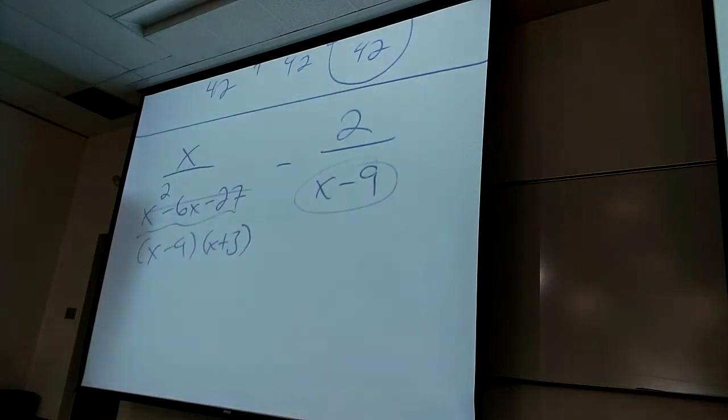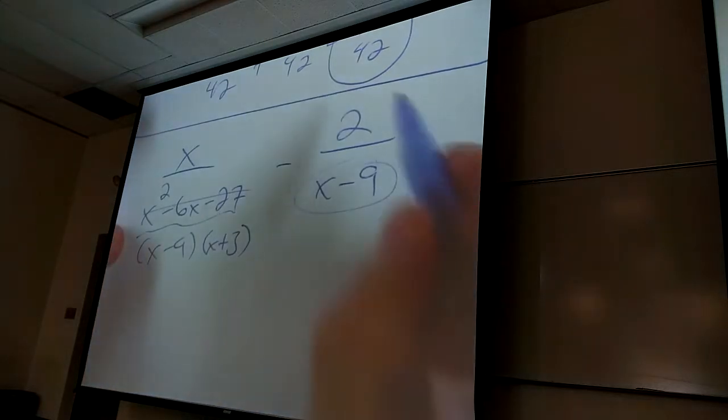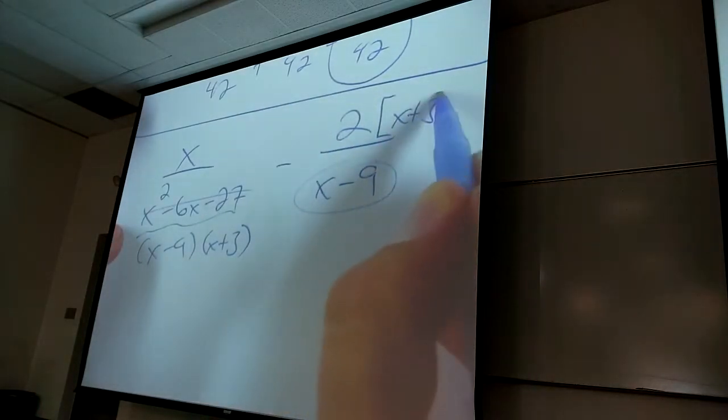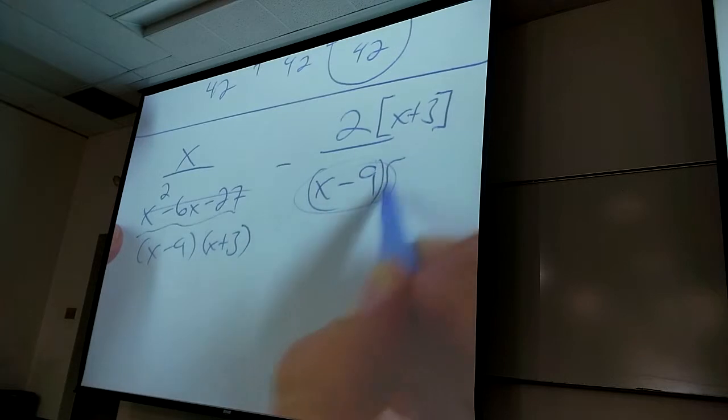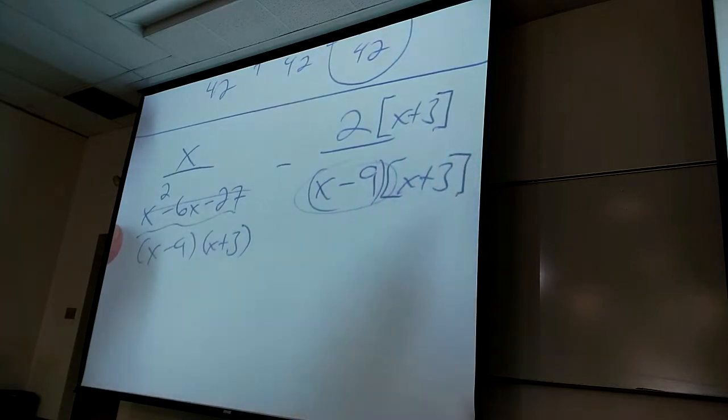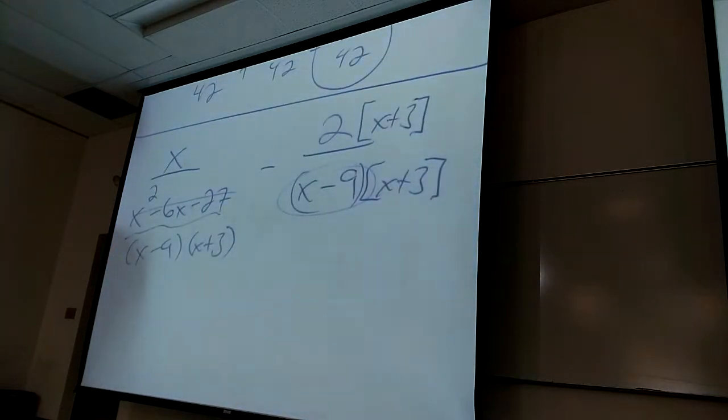So who's missing what? The second one's missing x plus 3. Yeah, the second one is missing an x plus 3. I'm just putting it in those brackets because I want you to see that's what I'm adding. That's what I'm adding in. That's what I'm giving it.